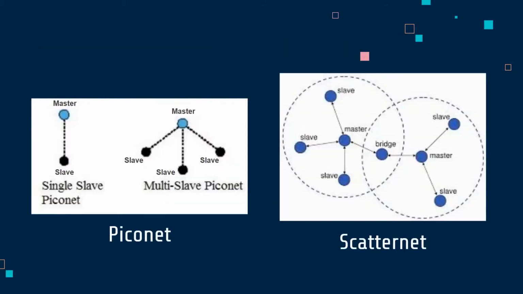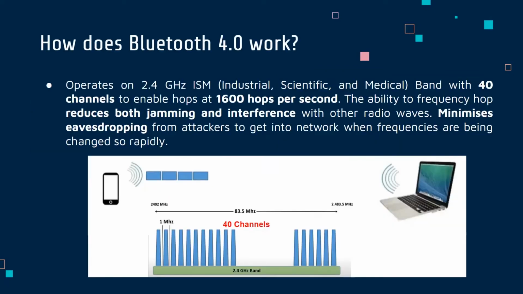There are also different forms of how our Bluetooth connections are made, mainly a piconet and a scatternet, where a piconet can have one-to-one and one-to-many connections, while a scatternet can have many-to-many connections. Bluetooth 4.0 operates on the 2.4 GHz ISM band with 40 channels to enable hops at 1,600 hops per second. This ability to frequency hop reduces both jamming and interference in crowded environments with other radio waves. Most importantly, it minimizes eavesdropping from attackers trying to get into the network, with the rapidly changing frequencies.